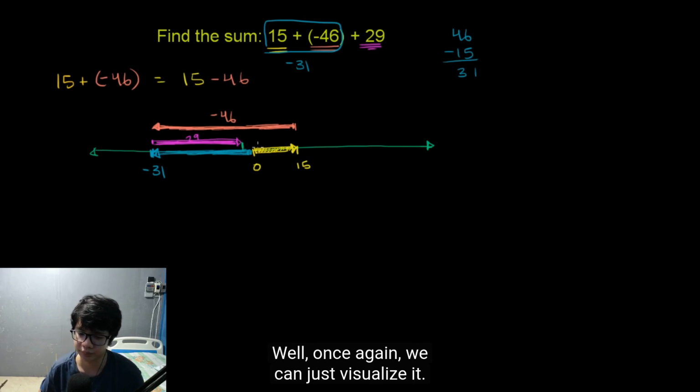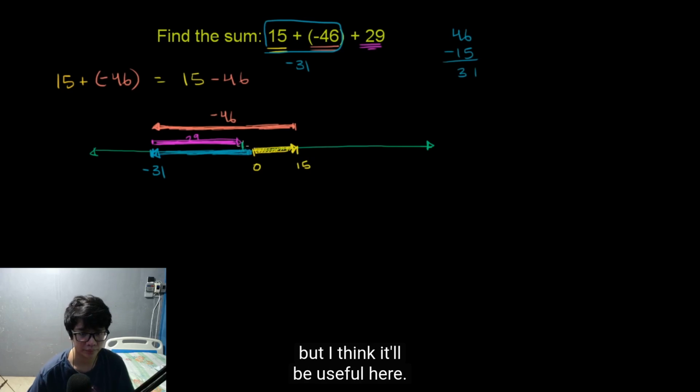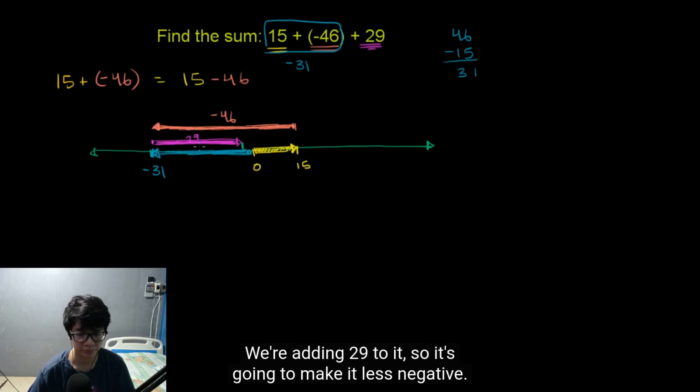Once again, we can just visualize it. And eventually you won't have to draw number lines and stuff, but I think it'll be useful here. We're starting at negative 31. We're adding 29 to it.